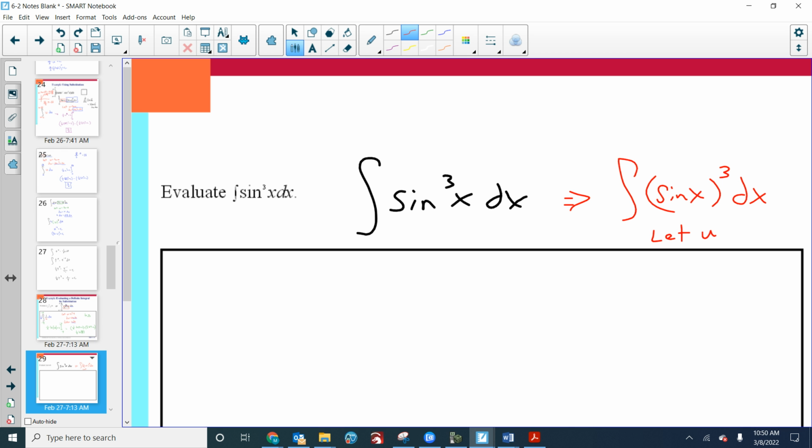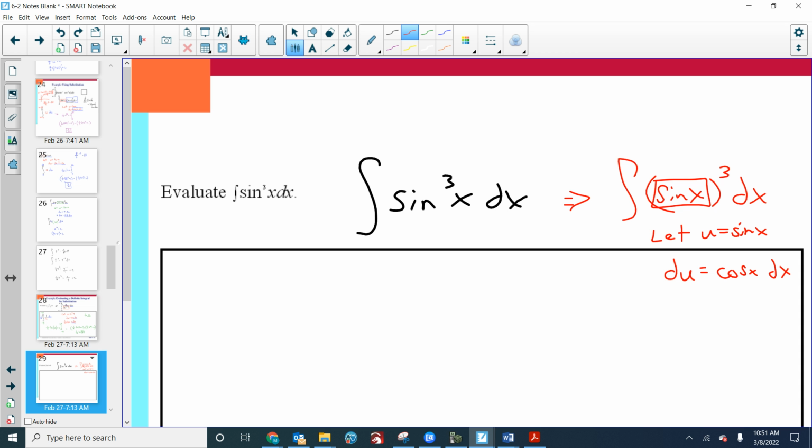Don't write this down. What's du? Good. Cosine of x dx. So what would I have? U cubed, but do you see how I don't have a cosine x dx? It's not a good substitution. I can't adjust with a cosine like I can for constants, can I? I can't just multiply both sides by 1 over cosine, can I?